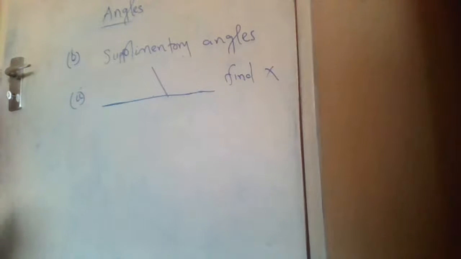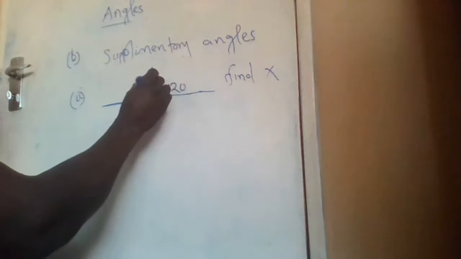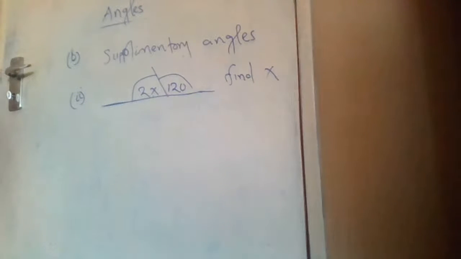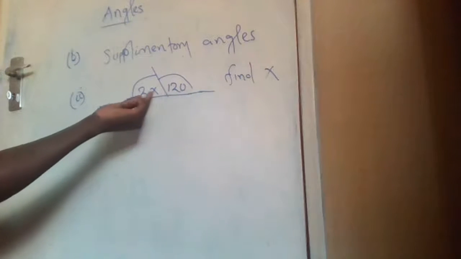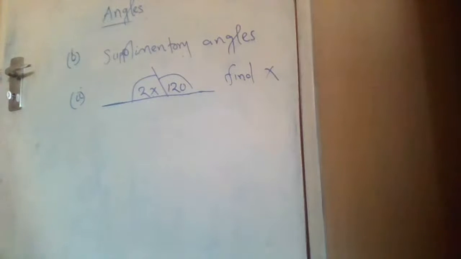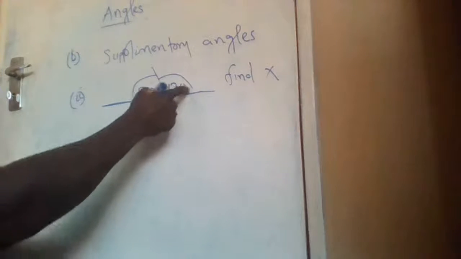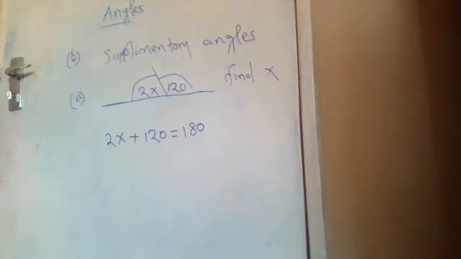So we have 120 here. Here is 2x. Then they ask us to find the value of x. But one thing we know for sure is that this angle 120 is bigger than 2x, looking at the way it is. So here we go. This angle 2x, when we add 120, the total must be 180 because these two are supplementary angles.